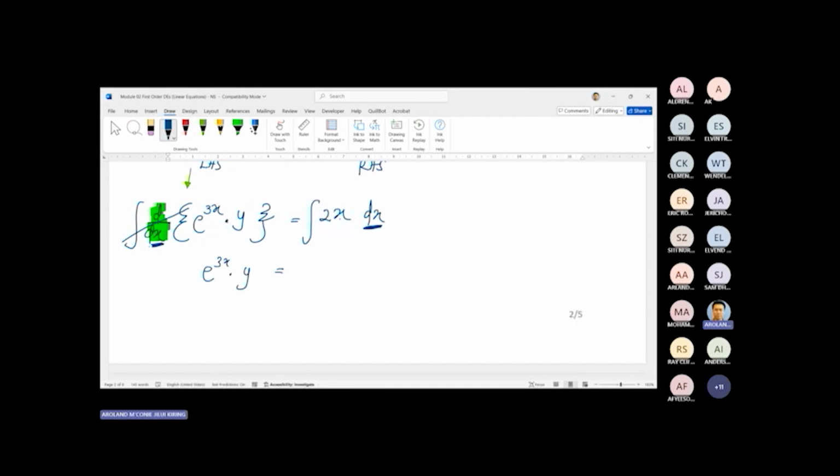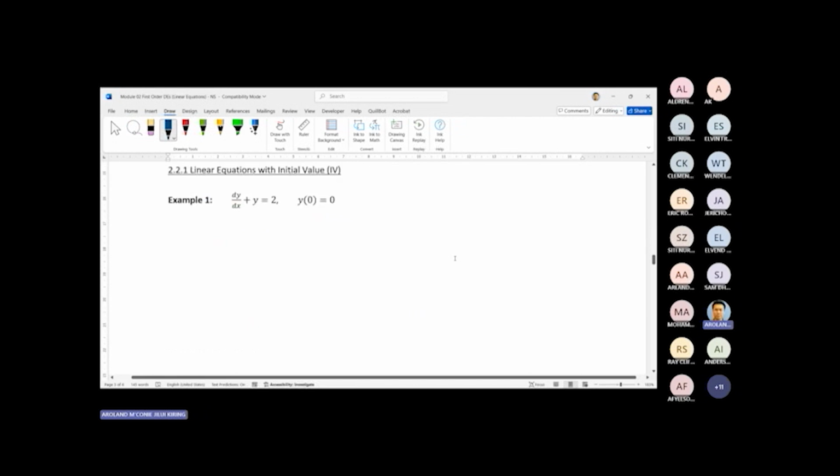For the right hand side of the equation, if you integrate 2x with respect to x, you will get 2x squared divided by 2 plus a constant. So you simplify: x squared divided by e to the power of 3x, plus c divided by e to the power of 3x. So this is your final answer.